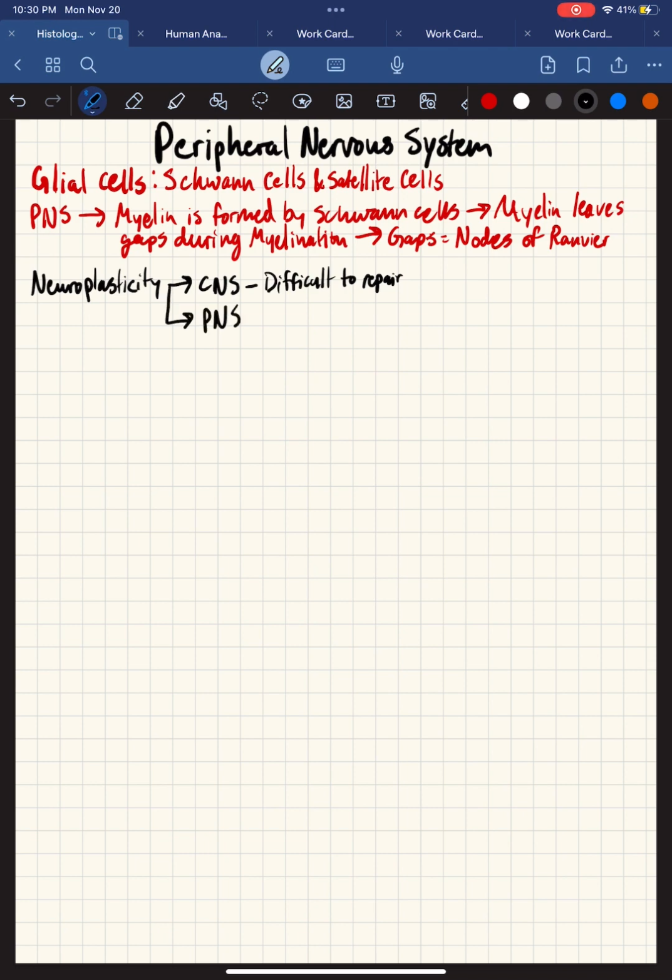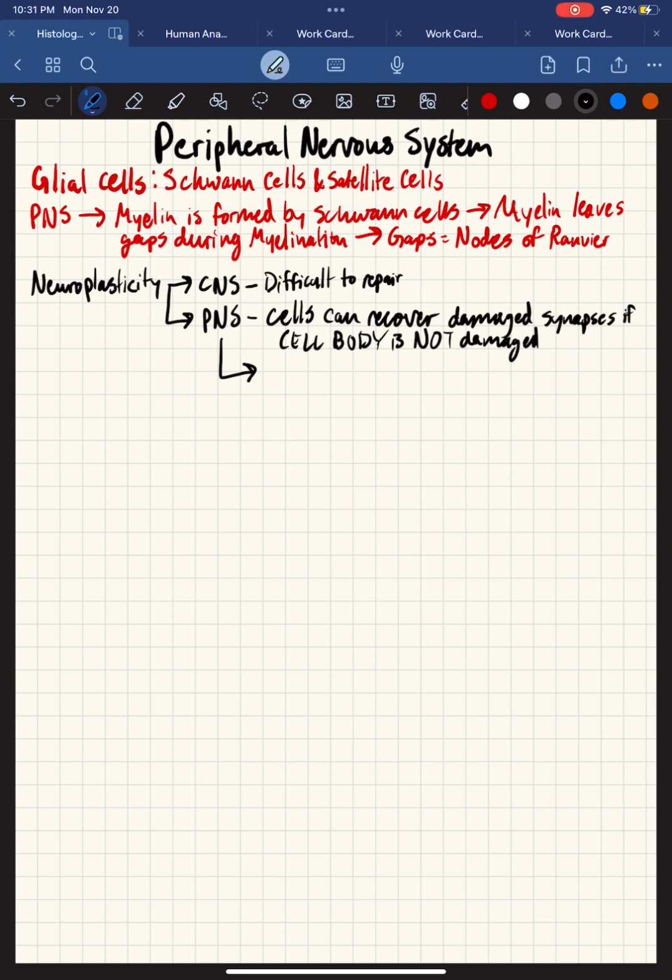Whereas in the PNS, the cells actually can recover damaged synapses. However they might have gotten damaged, it's not really our concern. We don't get paid enough to care about that. They can repair and recover damaged synapses if the cell body itself is not damaged. And that's key. You damage that cell body, that's a no deal, my friend. It's not going to happen. You got to look elsewhere.